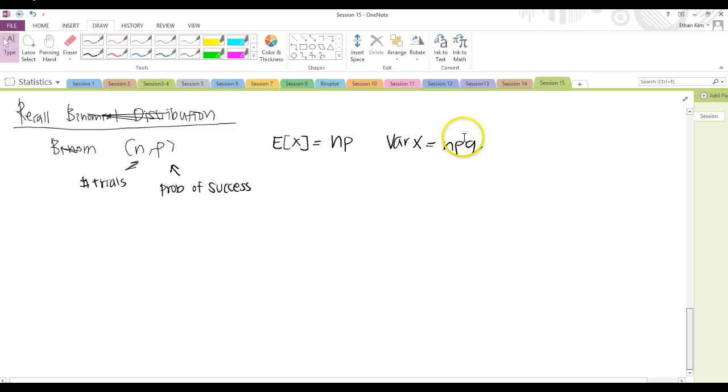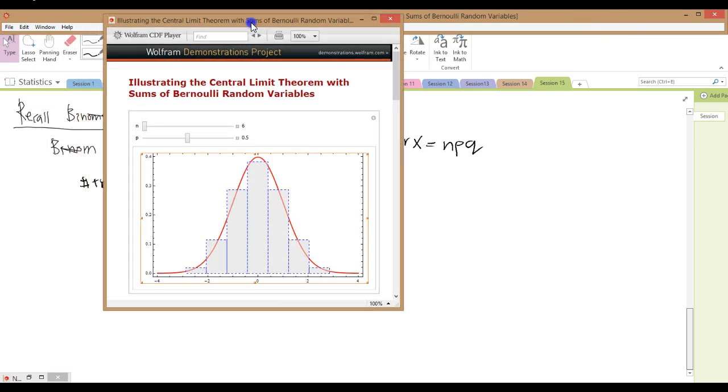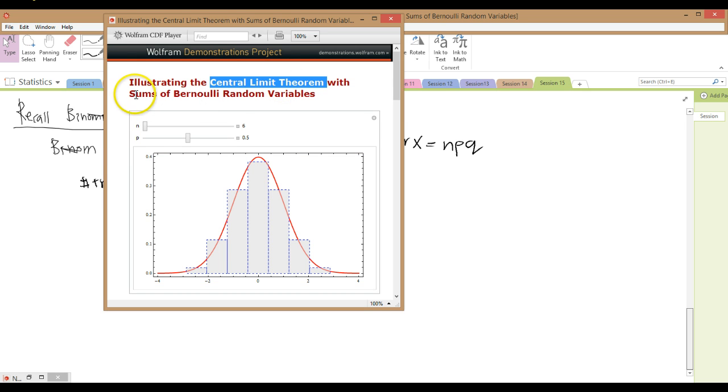Alright, so just going back to the simulation that we had, I just wanted to show you something. This is something that we didn't learn yet, central limit theorem, but I believe we will have time to do this. This is very important, central limit theorem. It pretty much shows how binomial distribution converges to normal distribution when n gets really big, right?